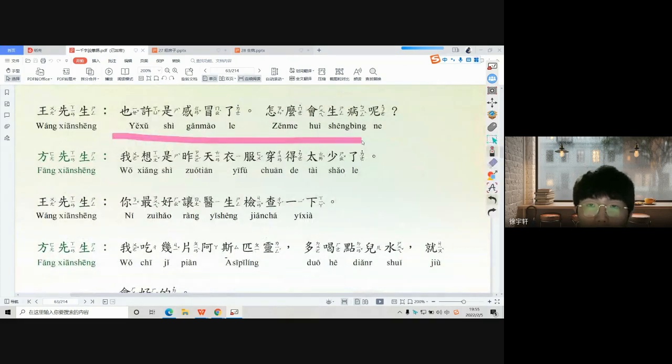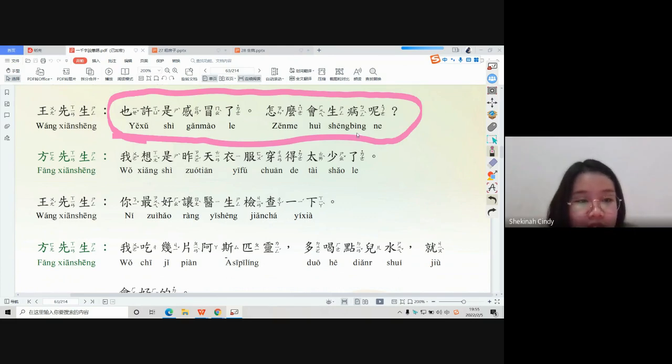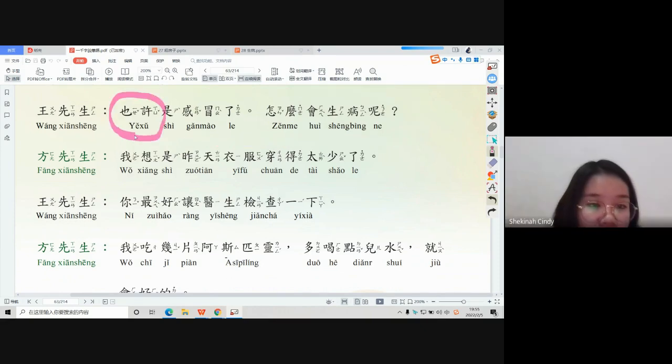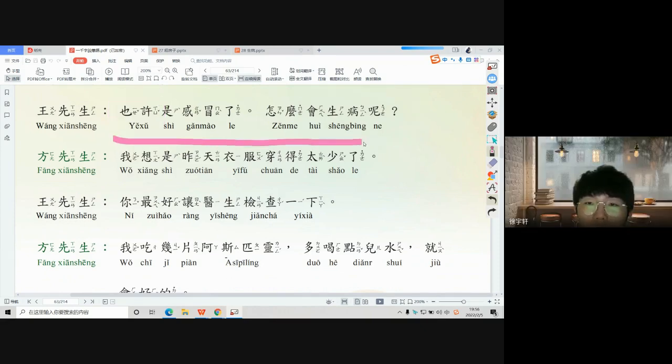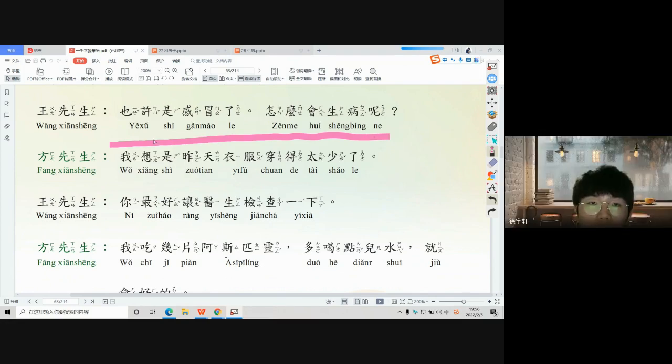也许是感冒了，怎么会生病呢？Okay. Do you have any questions about this sentence? What is the meaning of 也许? Maybe. Maybe. Okay. Do you have any other questions? No. Okay. So just translate this one for me.